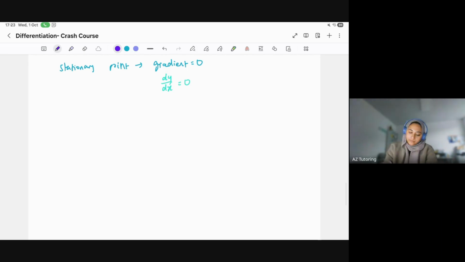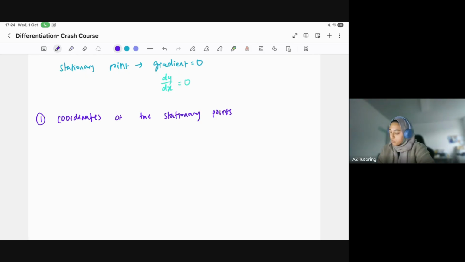Let's do an example. The best thing with A-level maths to practice is just go over as many examples as possible and a lot of worst case scenarios. So the question says, find the coordinates of the stationary points. So as soon as you see stationary points in an exam question, straight away you should be thinking dy over dx equals 0. So find the coordinates of the stationary points of the curve y equals 2x cubed minus 3x squared minus 12x plus 5.